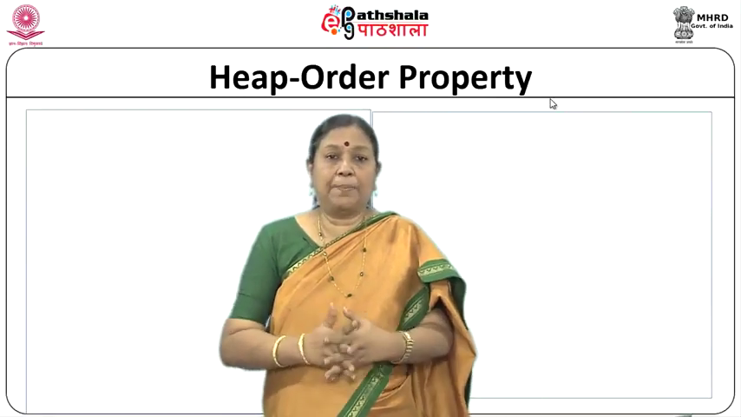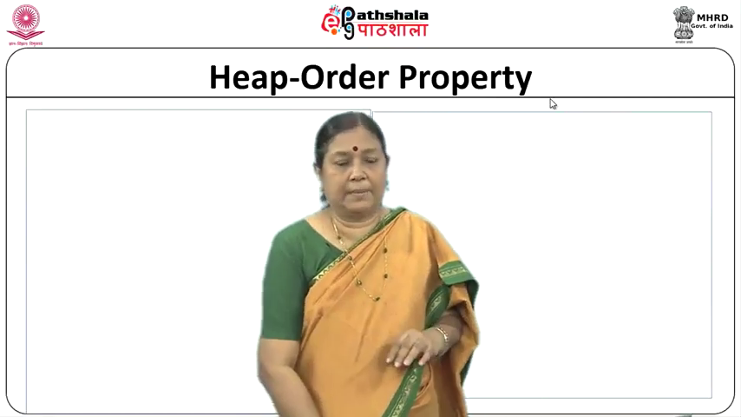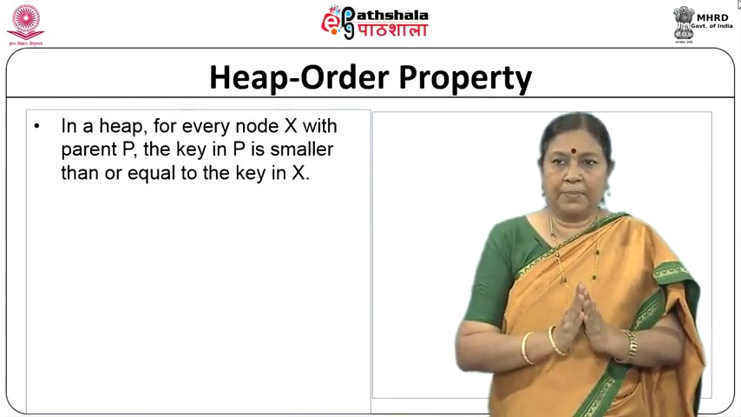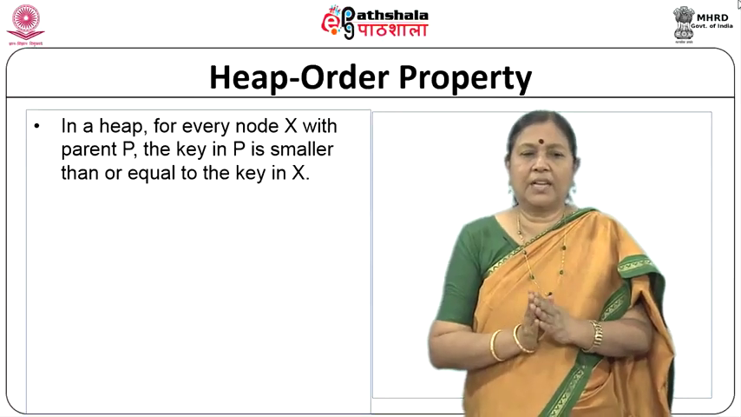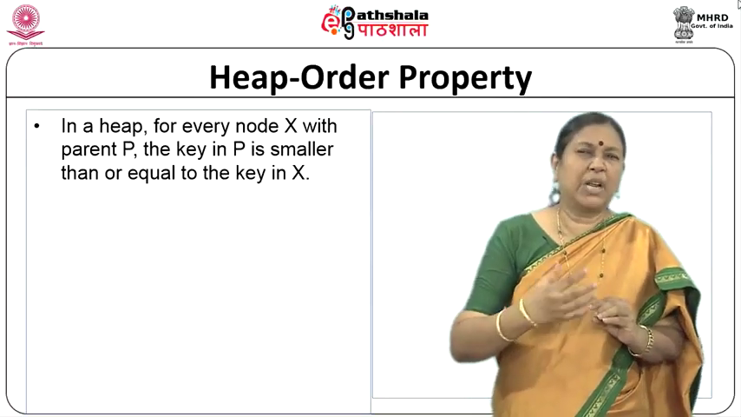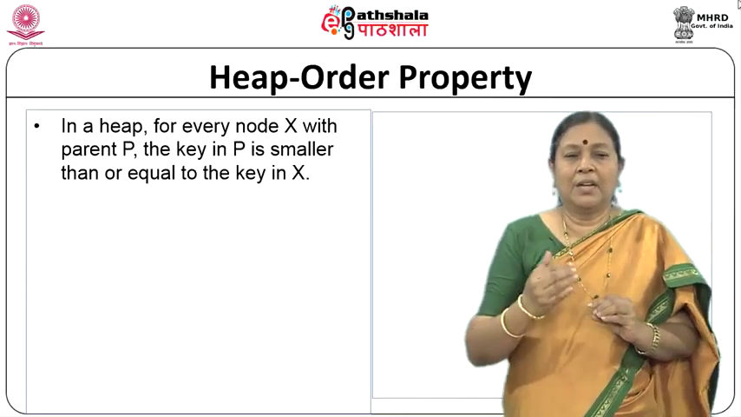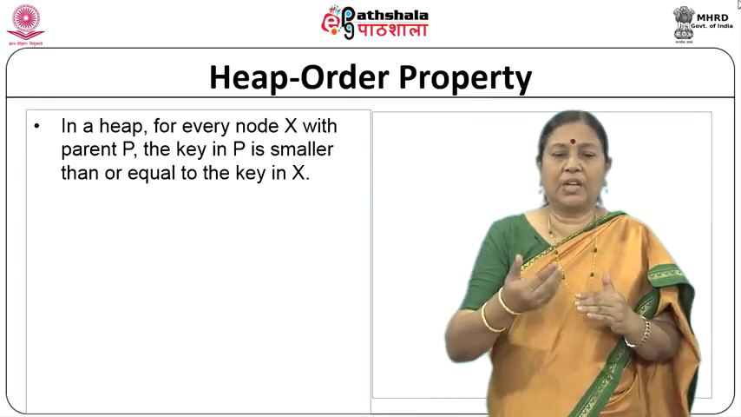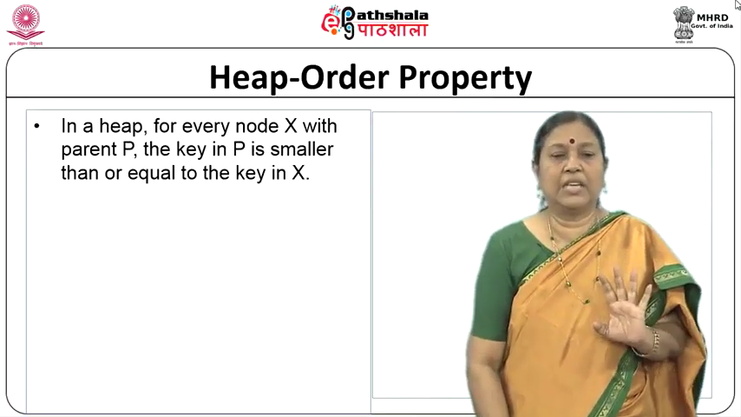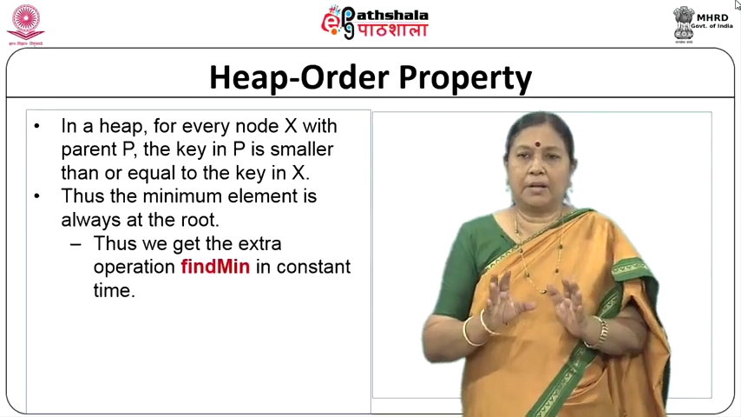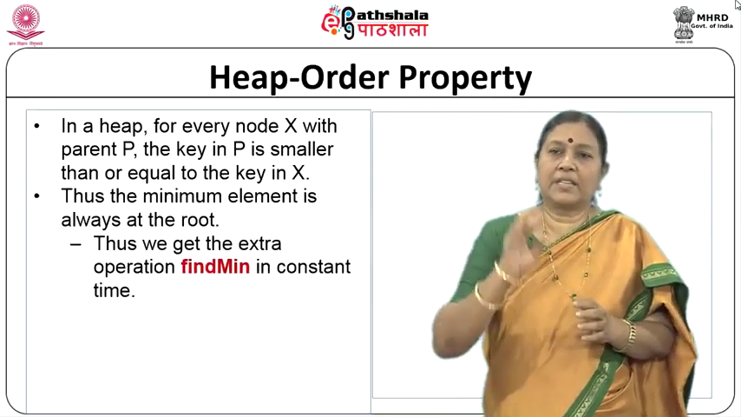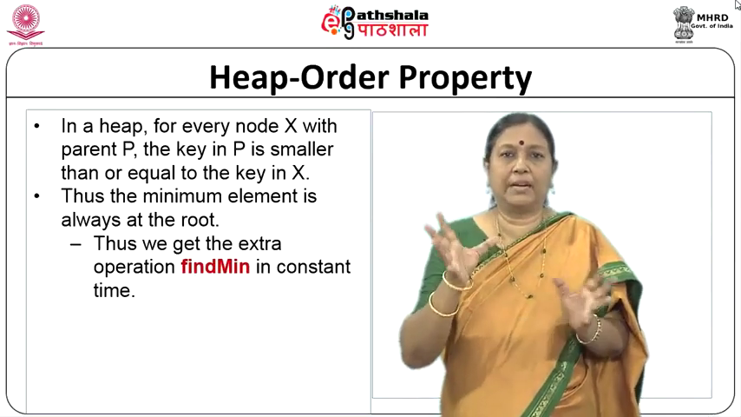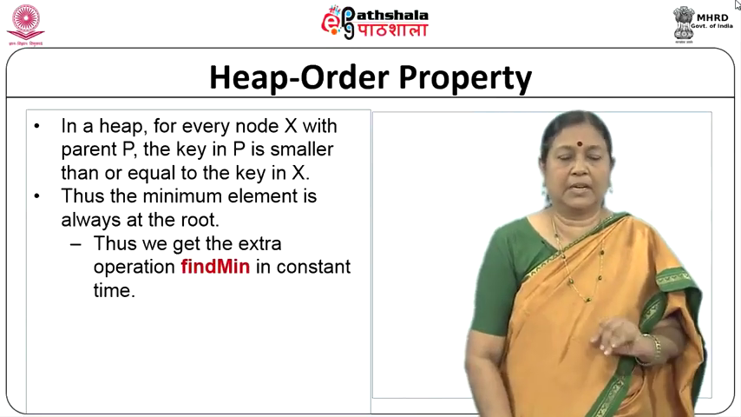The other property is the heap order property. Now, what is this heap order property? In a heap, for every node x with parent p, the key of p is smaller than or equal to the key in x. Here we have two types of heaps, we will come to that later. Here we are talking about the parent having a lower key. So, this is a min heap. Thus, the minimum element in this particular definition is always at the root. What does it mean? You do not have to do any extra operations to find the minimum node. Find minimum of a heap is always the root in this case.